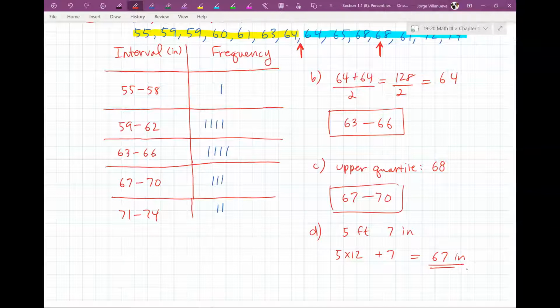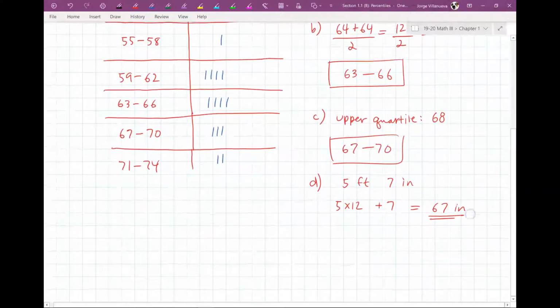Well, there's 1 at the top, 4 between 59 and 62. There's 4 more between 63 to 66. And then once I get to 67, well, that's fine. I don't need to count those. So how many are there below that? So 4 and 4 and 1, that's 9 out of how many? 14. So 9 out of 14.